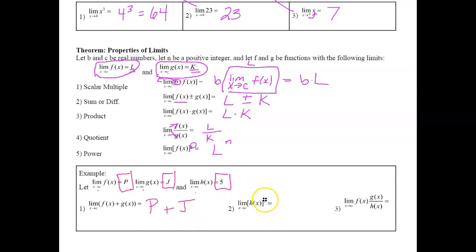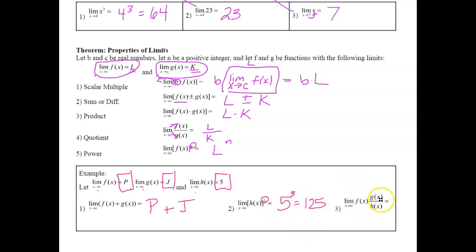Same thing here, we have h cubed. Well, I know I can just ignore the cubed for now and apply the limit of h, and then I cube it, and you can leave your answer like that on an AP exam, or you can write it out. You get full credit either way.